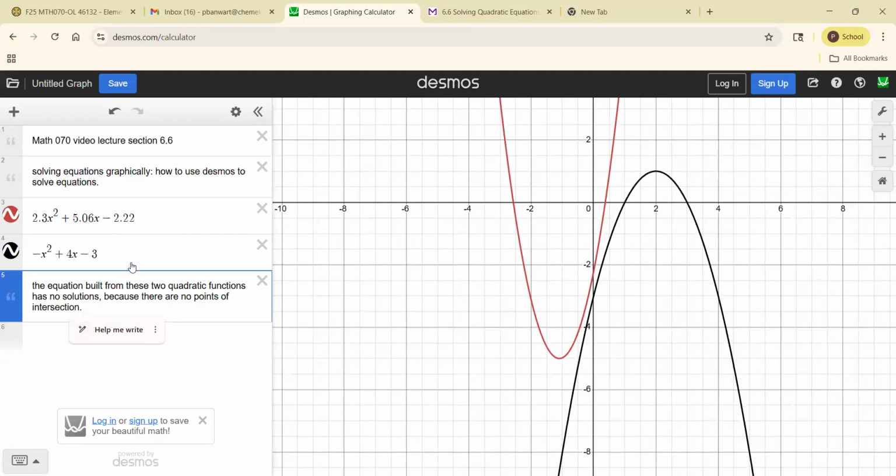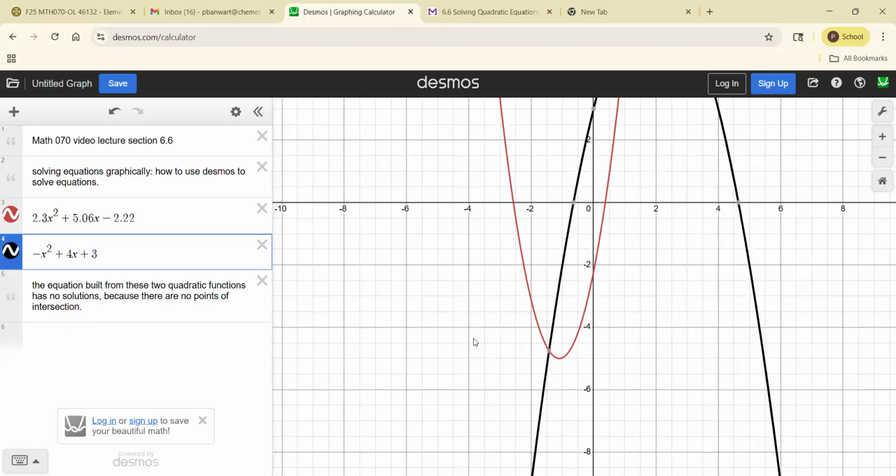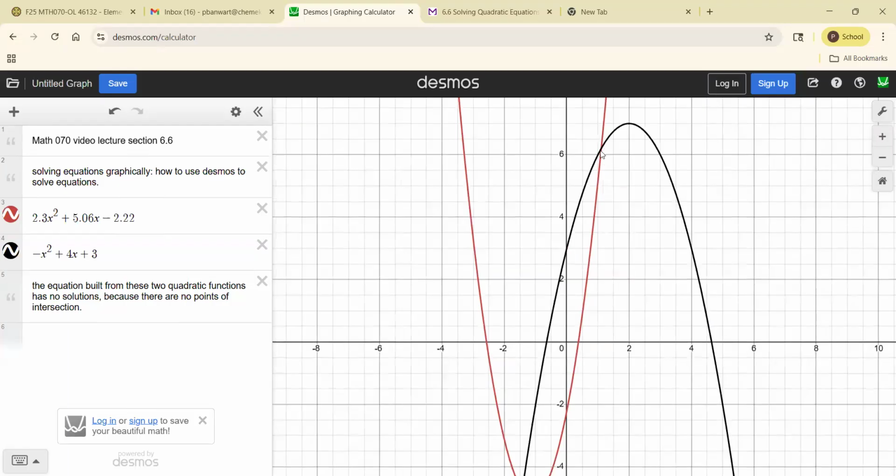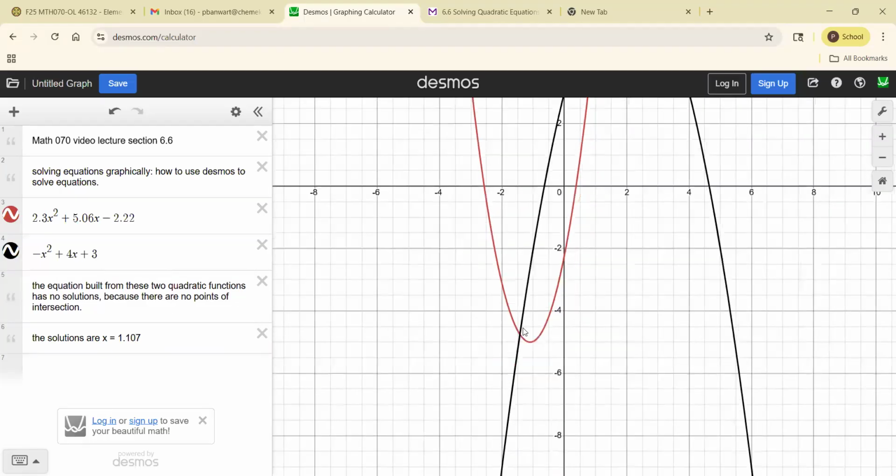Let's build a slightly different one. Let's do +3. And now I have solutions. They look like they might be irrational numbers or complicated fractions, but that's okay because certainly in your homework, you're allowed to round. x approximately equal to 1.107, and x approximately equal to negative 1.43.